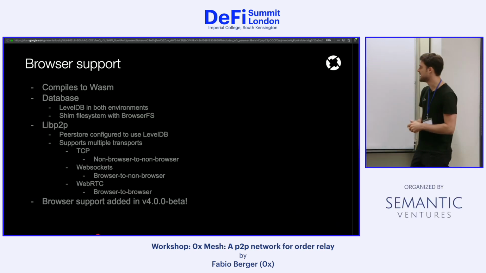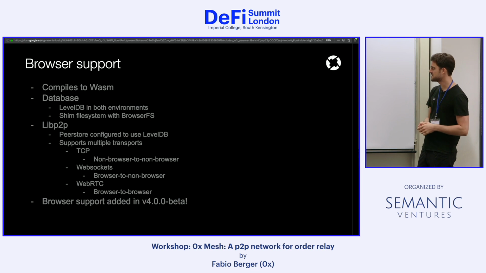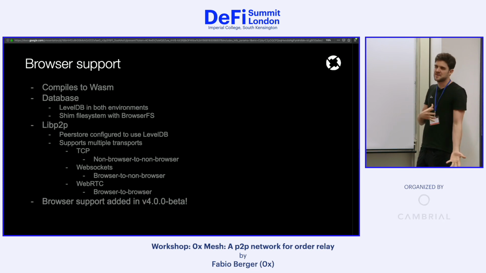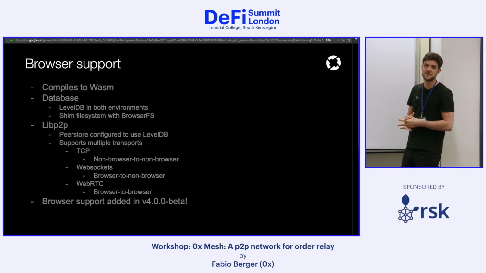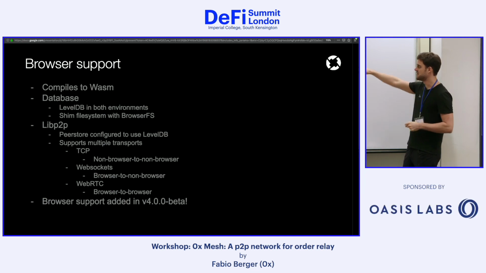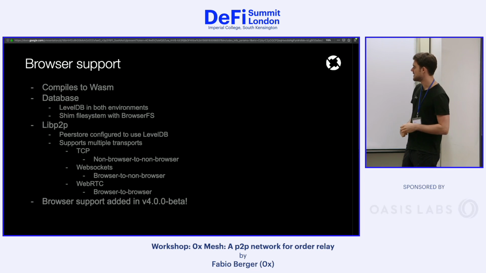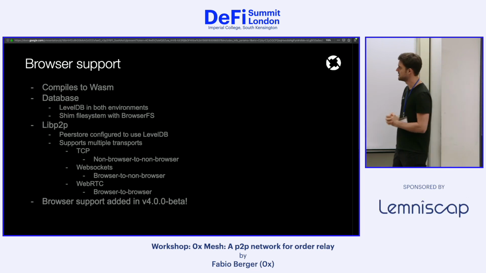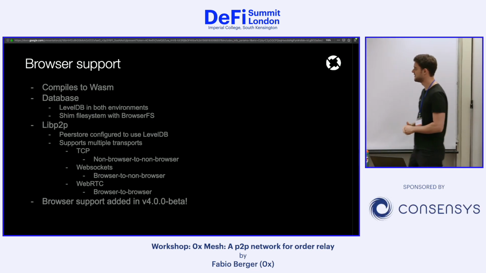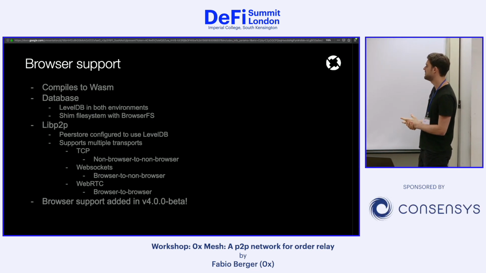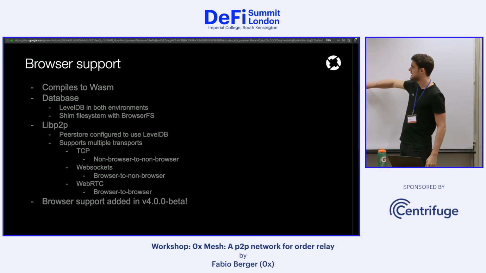So more about how we pulled off browser support. The first thing that we do is we take our Go code and we compile it to WASM. For the database, we found a way to use LevelDB in both the browser and the server. In the browser, we just shim all the file system calls using browserfs. And then libp2p compiles to WASM, so that's great. We had to configure the PeerStore to use LevelDB. That was pretty easy. I think the heaviest lifting was actually here.